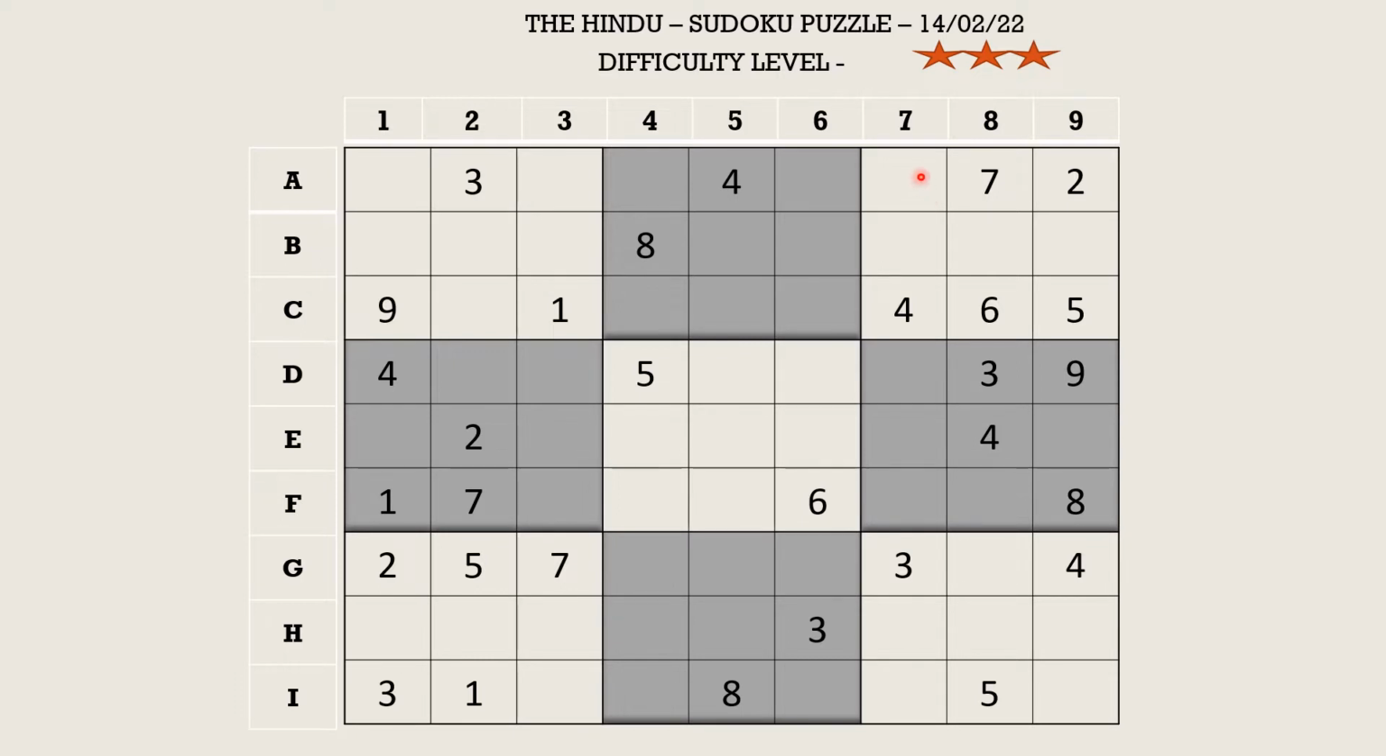Let's start with the third block. There is a 8 in B row which blocks these 3 cells. So 8 goes in A7.